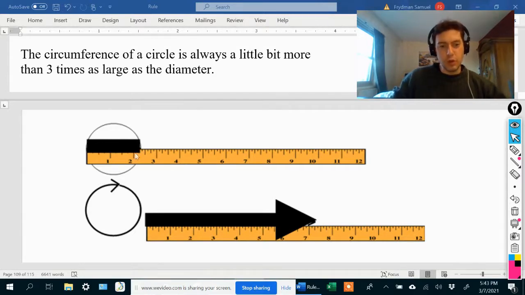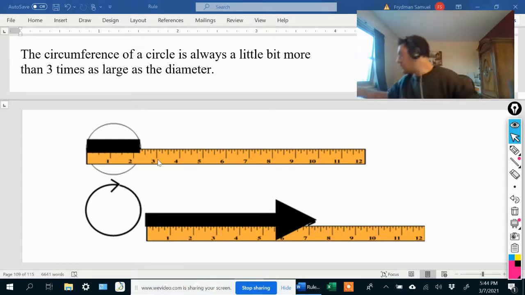We could take a ruler and just measure how long the diameter is. I made that line over here pretty thick just so you could see it. But let's say we took a ruler and measured the diameter of the circle, and then we used the ruler again to measure the circumference of the circle. If you remember from the last video, there's a little trick that we could do to do that.